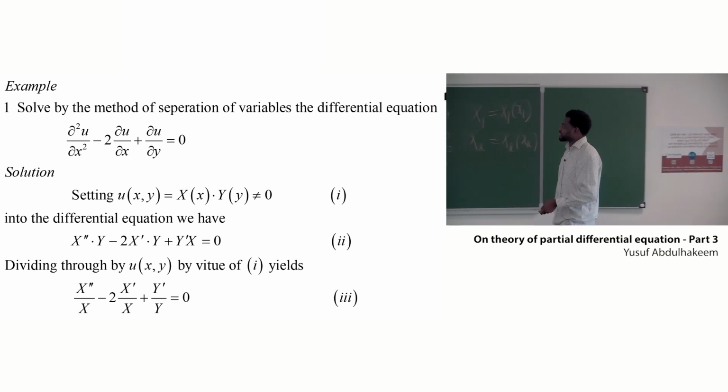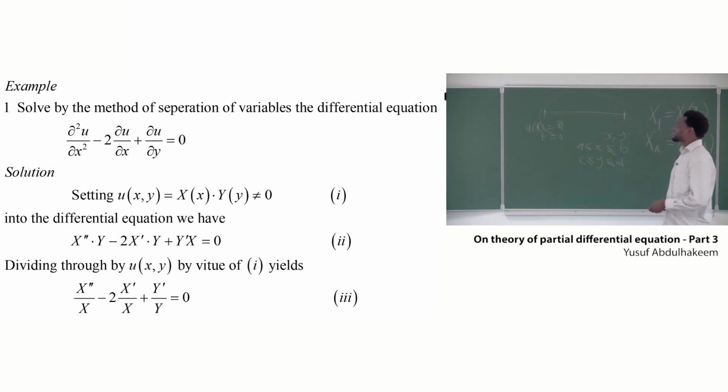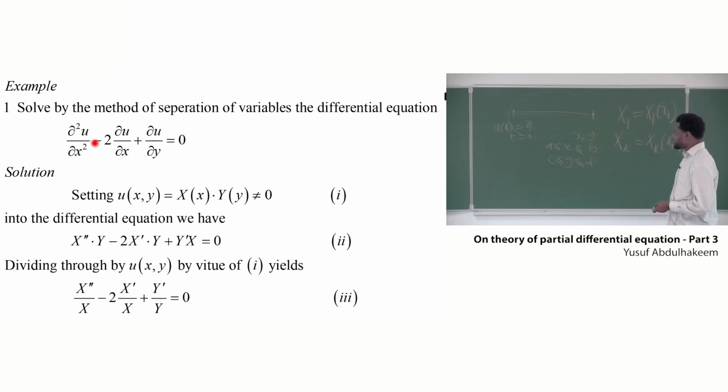The first thing, as we said, is that we are going to assume a solution in x and y. Let us identify the independent variables. The independent variables here are x and y, and the dependent variable, the unknown function here, is u. So we are going to assume two functions, X of x and Y of y, and then we assume their product to be the solution u of x comma y, which must not be equal to 0.